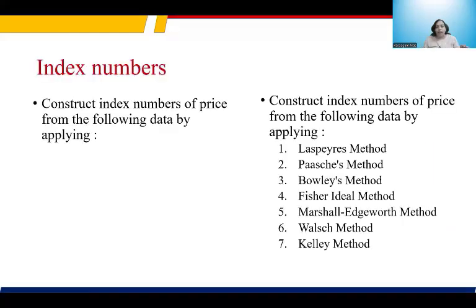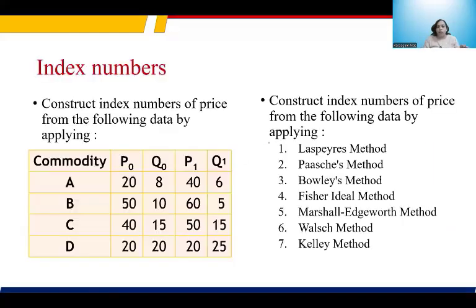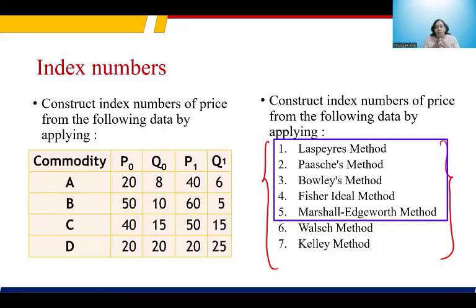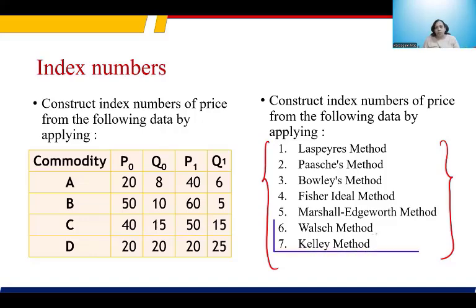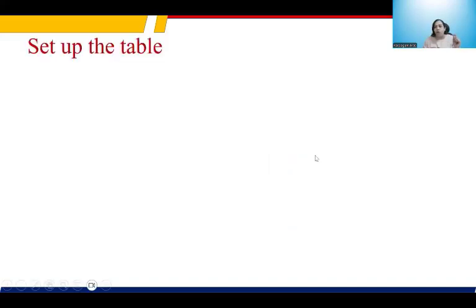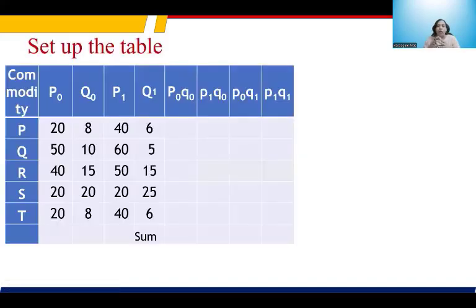We are given the data, and then we are asked to solve according to the seven methods. For the first five methods, we can use the same table, and then we should be able to finish the calculation. For Kelly's method and for the Walsh method, we need a different table. So in your question paper, look at whether they are asking for the very first five, then you can construct the table and finish it off. You're not going to memorize the formula. Let me show you a small trick to learn how to write the formula.